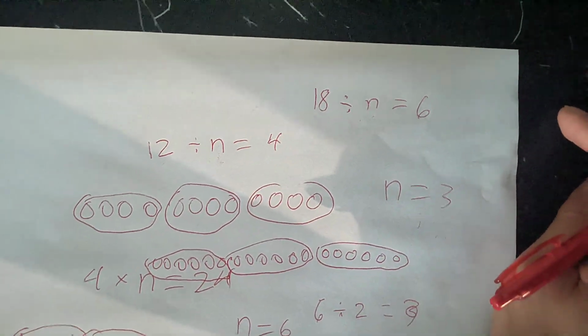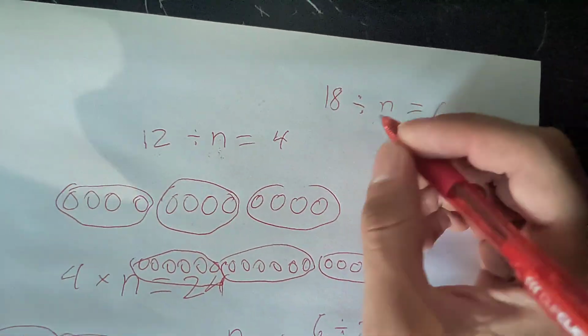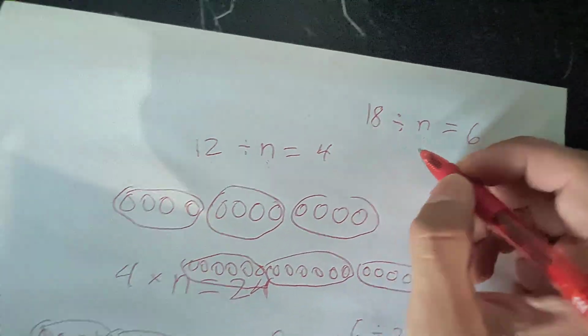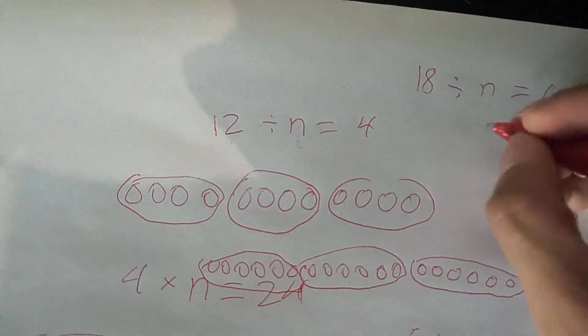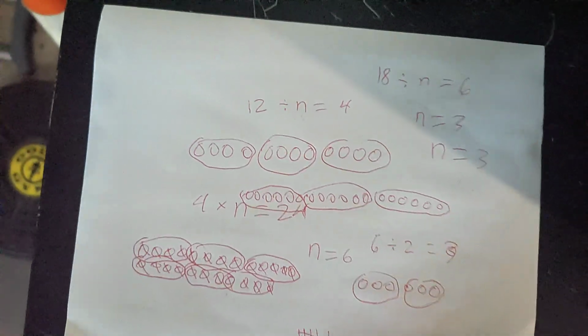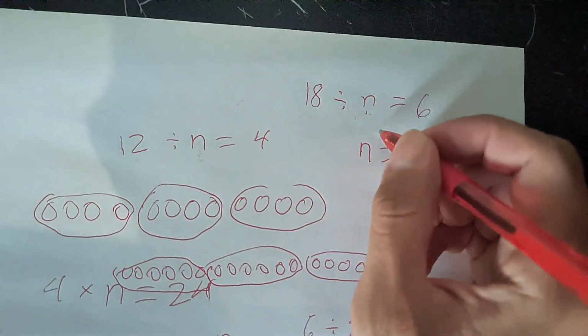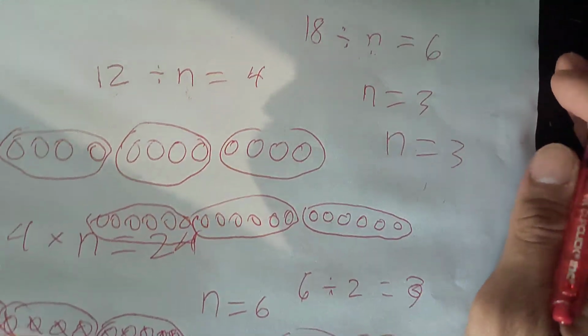And that is 18, which means that 18 divided by n is 6. And we have 3 groups, and each of them has 6 in it, which means that n must be equal to 3. So 18 divided by 3 is 6, because we're able to make 3 groups of 6.